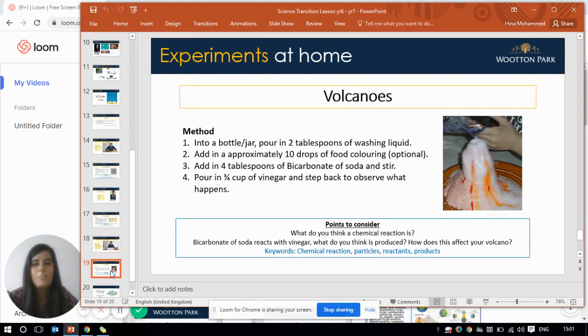Okay, so again, for this, the method is written down here for you, and some points for you to consider are written down here. What do you think a chemical reaction is? Bicarbonate of soda actually reacts with vinegar. What do you think gets produced? And how do you think that affects your volcano? And some keywords written down are things like you need to think about chemical reactions, particles, reactants, and products.